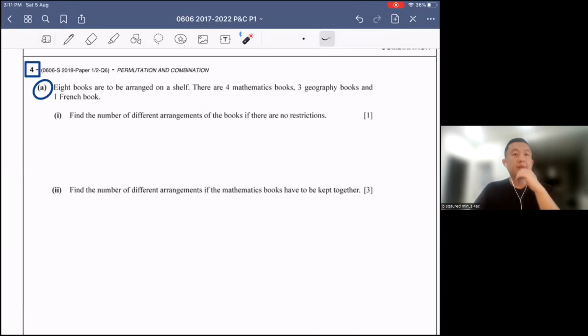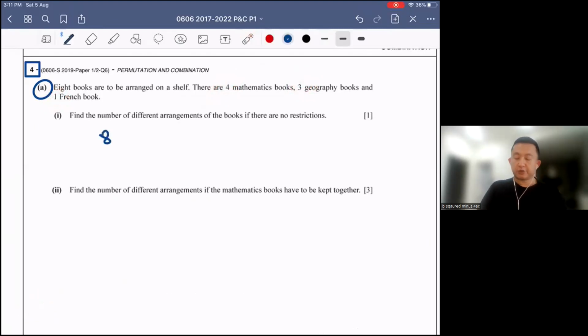Okay, this one. 8 books are to be arranged on a shelf, 4 mathematics books, 3 geography books, and 1 French book. No restrictions. Total how many books? Total 8 books. Out of these total 8 books, you are going to arrange. The keyword is arrange. So P. Are you going to arrange all of them onto the shelf? Yes, so 8P8, no restriction. 8 factorial, okay? Then that will be the answer.